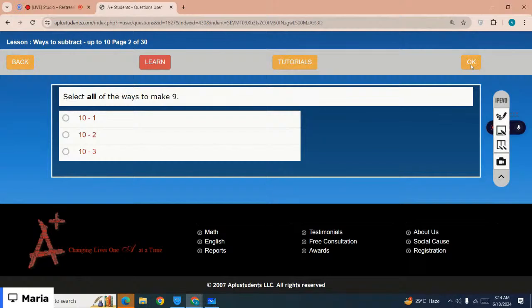Select all the ways to make 9. Which is the correct option? The correct option is all the ways to make 9. Yes, option number 1 is the correct option. 10 minus 1 is the only option that makes 9, right?